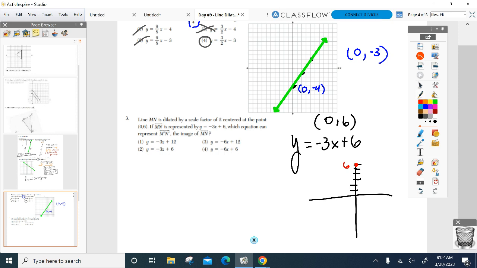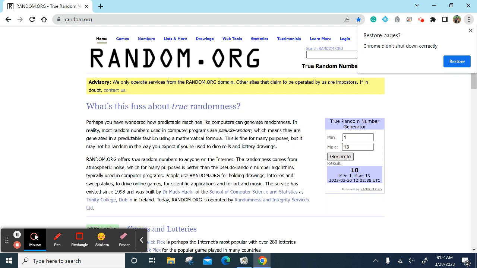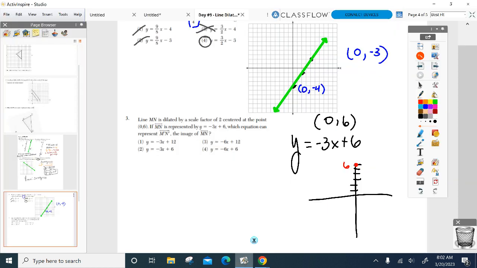So what do I know about my new line then? If my center of dilation is already on the line, what happens to the new line? Stays the same. Done. All right. Points on there, stays the same.